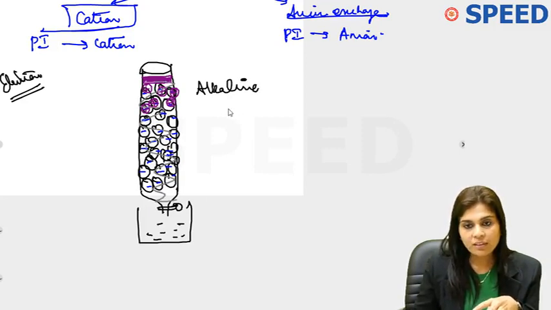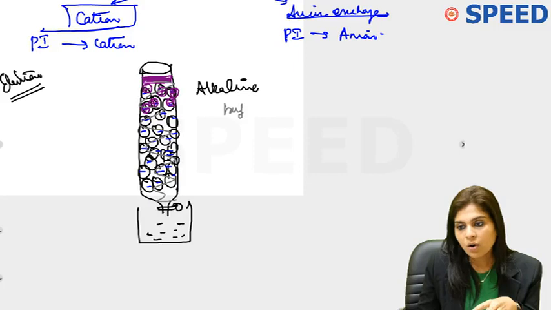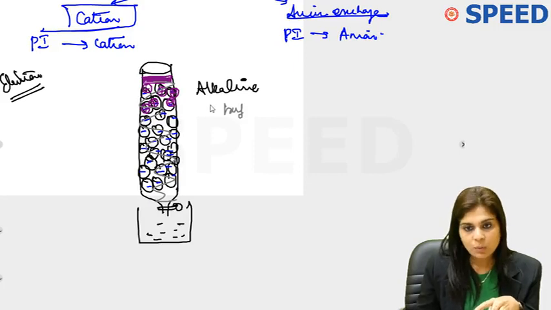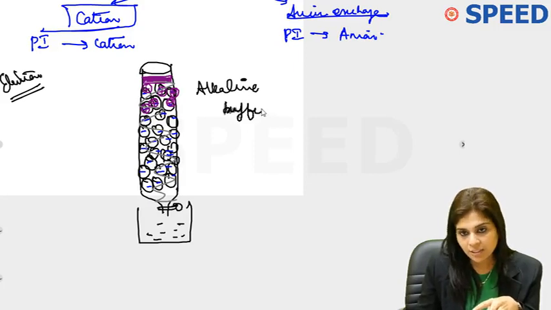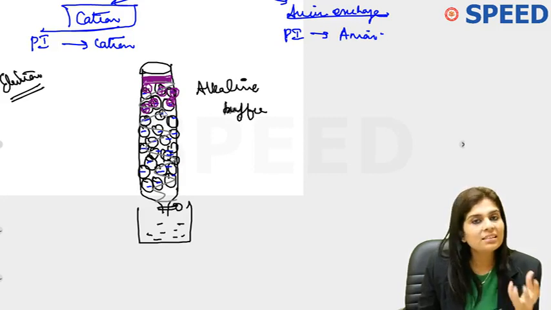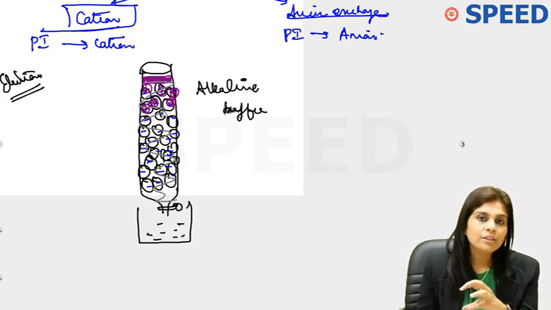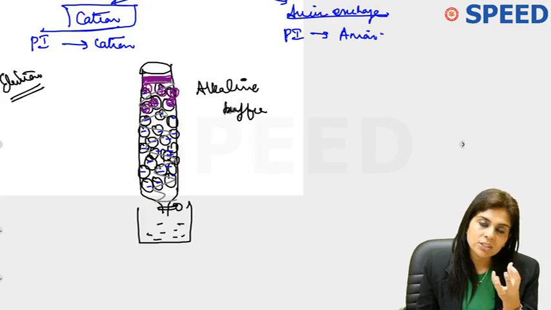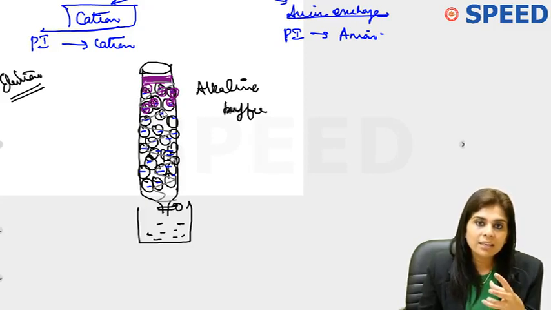What will happen when you fill the column with alkaline buffer? All these proteins will sense the alkaline pH and they try to neutralize the alkaline pH. How can they neutralize the alkaline pH?